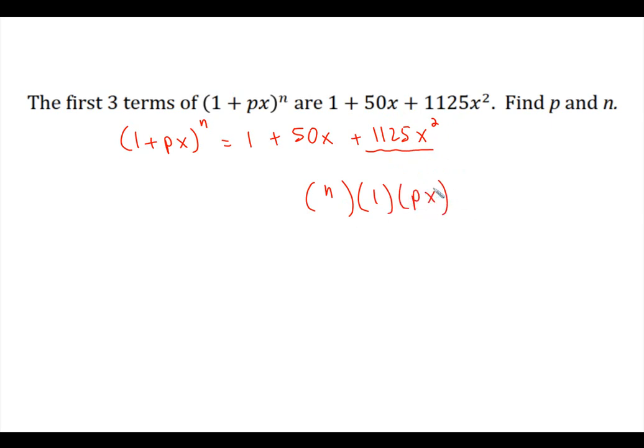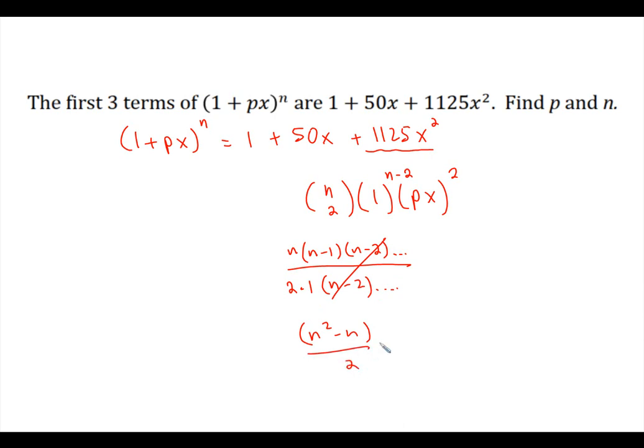Now, if we're trying to get x squared, this exponent has to be a 2. It cannot be anything else. So this would be n minus 2. And then I could put the 2 right here, right? So now I need to calculate this n choose 2. So that would be n times n minus 1, n minus 2, dot, dot, dot, divided by 2 factorial, which is 2 times 1, times n minus 2 factorial. So n minus 2, dot, dot, dot, n minus 2 simplify out. So we end up with basically (n squared minus n) over 2, right?